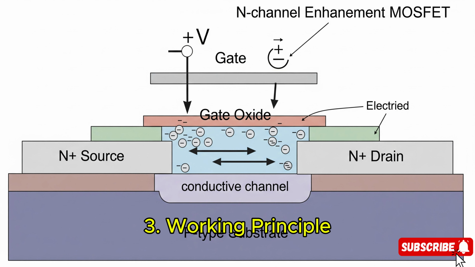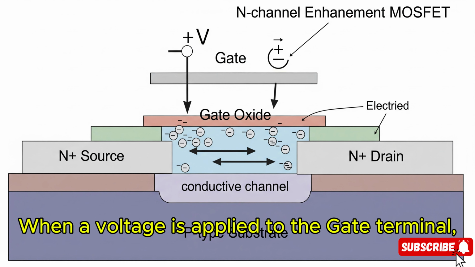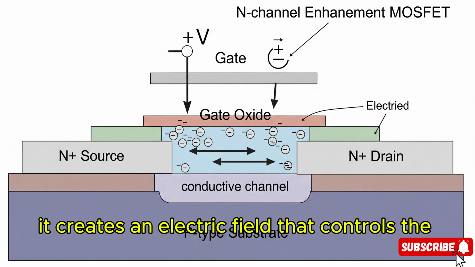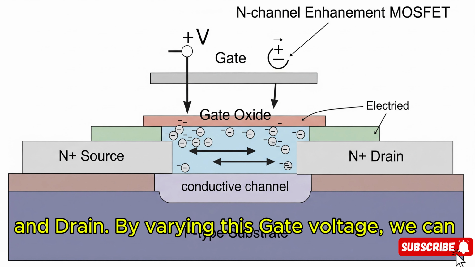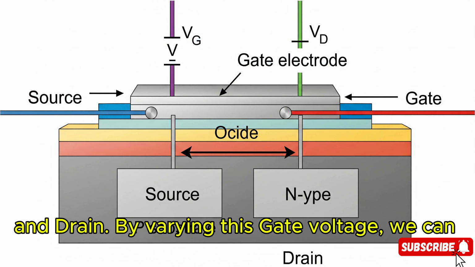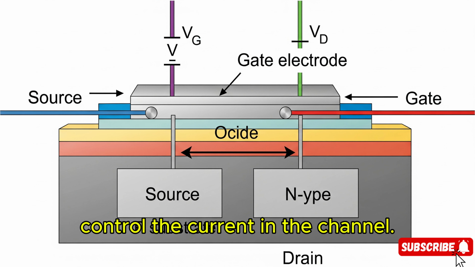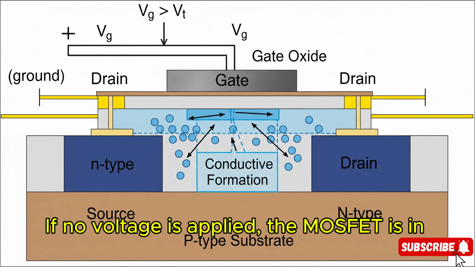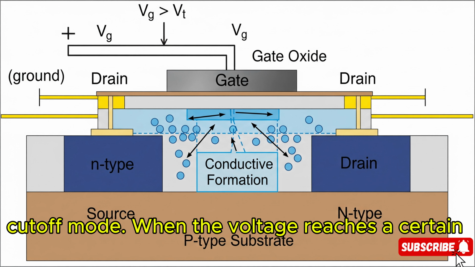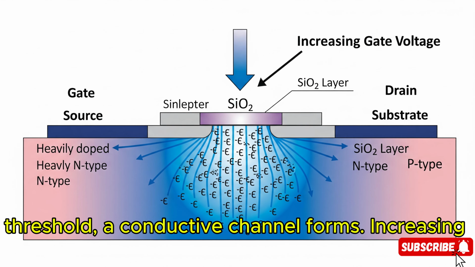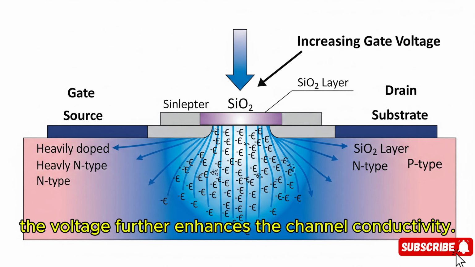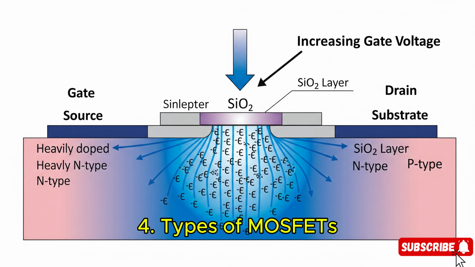3. Working principle. When a voltage is applied to the gate terminal, it creates an electric field that controls the flow of electrons or holes between the source and drain. By varying this gate voltage, we can control the current in the channel. If no voltage is applied, the MOSFET is in cutoff mode. When the voltage reaches a certain threshold, a conductive channel forms. Increasing the voltage further enhances the channel conductivity.